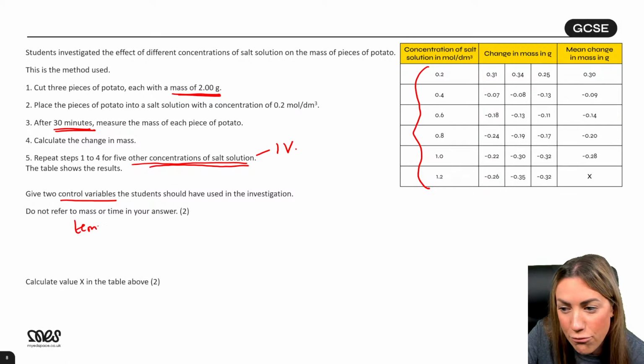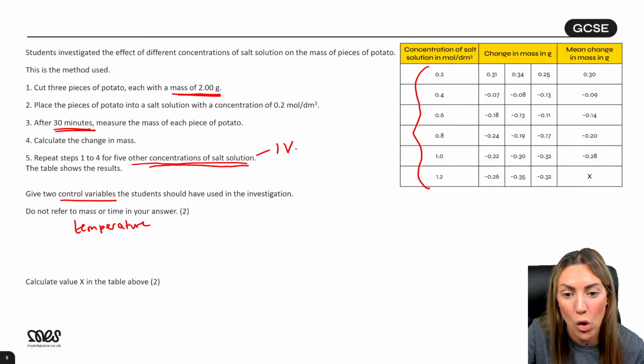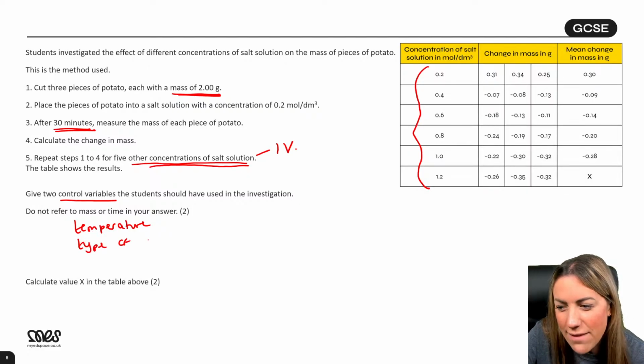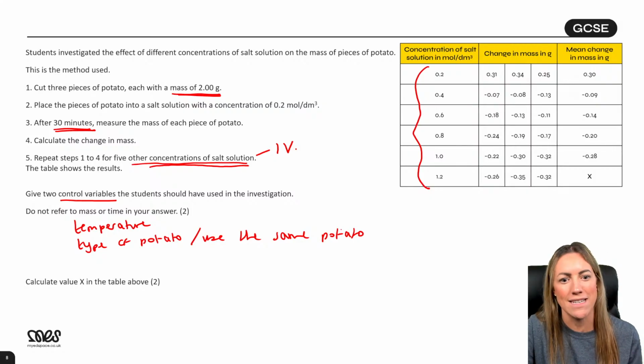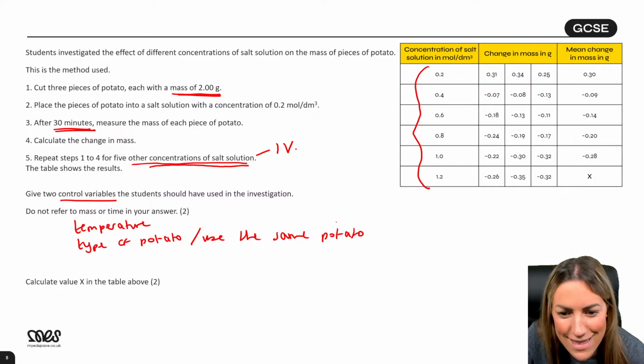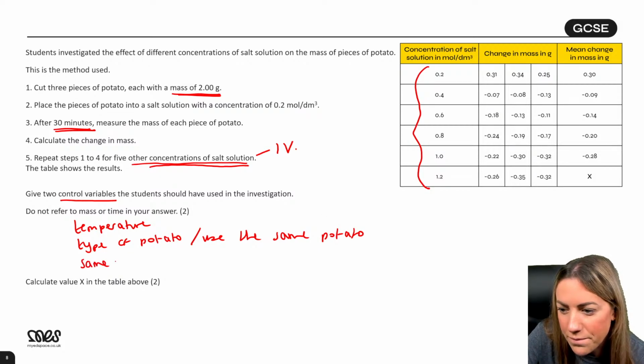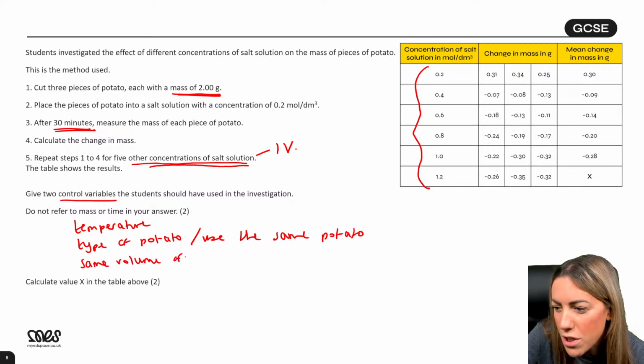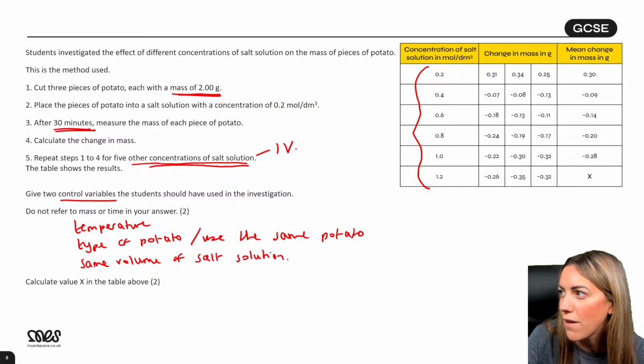Temperature is a really good one because temperature for sure is a factor that affects the rate of osmosis. The type of potato, or you could even just say, use the same potato. I don't even know any different types of potato, like a Maris Piper versus something else. Use the same potato. Pressure, I don't think would be accepted. Same volume, that would be a good one. It's not water though, is it? It's salt solution. So same volume of salt solution.